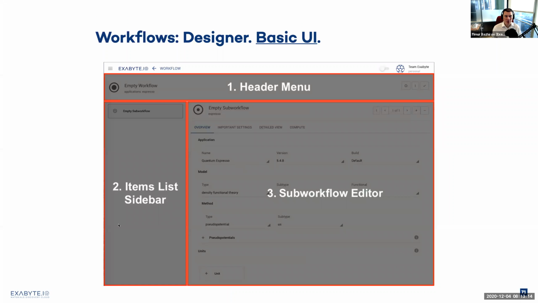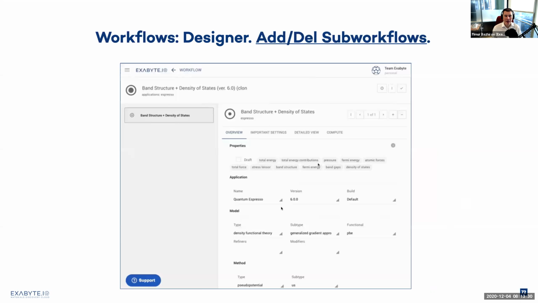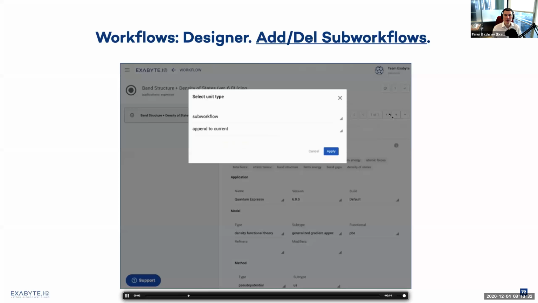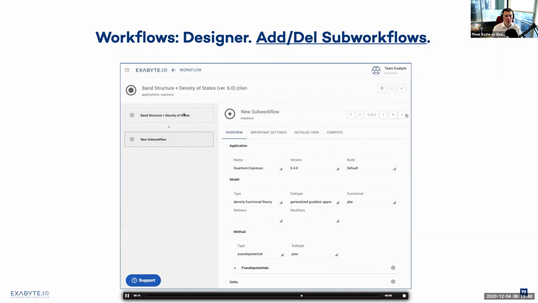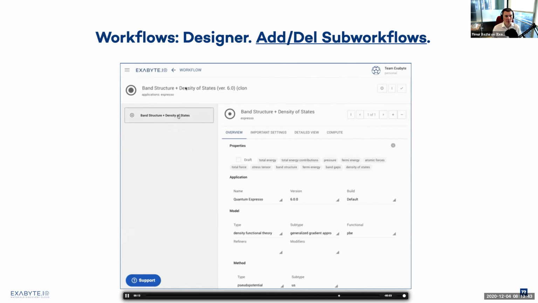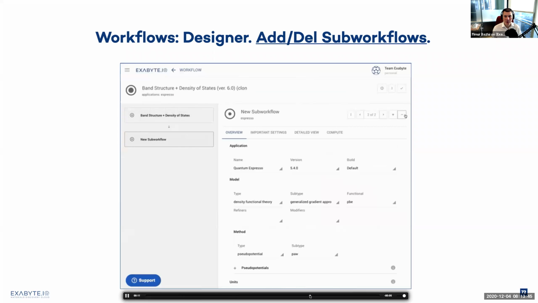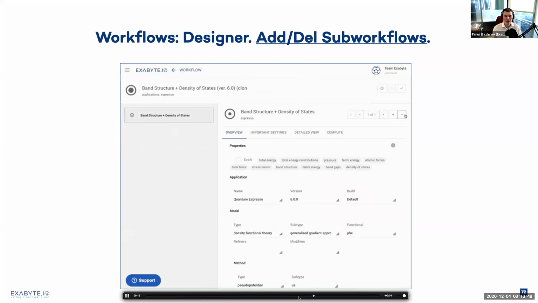Now, here is the workflow designer window. It resembles that of Materials Designer, and we have the items list on the left. We have a header on the top and the main editor window on the right. To be able to add a sub-workflow, for example, we can use this editor window, click on the plus button, and then click apply. And now we have two sub-workflows inside this workflow, the workflow of the band structure plus density of states. If we click on the minus button, we accordingly can delete a sub-workflow.